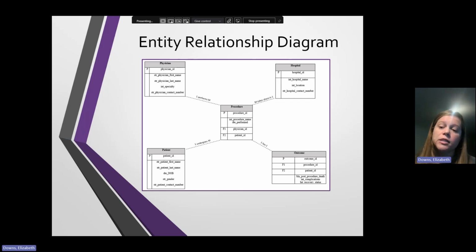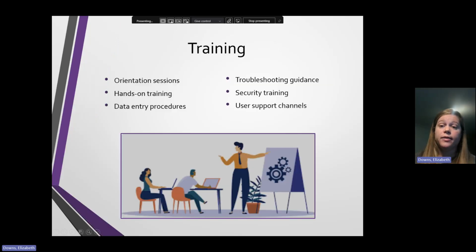Each procedure has one specific outcome, and an outcome is associated with exactly one procedure. The outcome entity includes information about the procedure's results, such as whether it was successful or resulted in death.